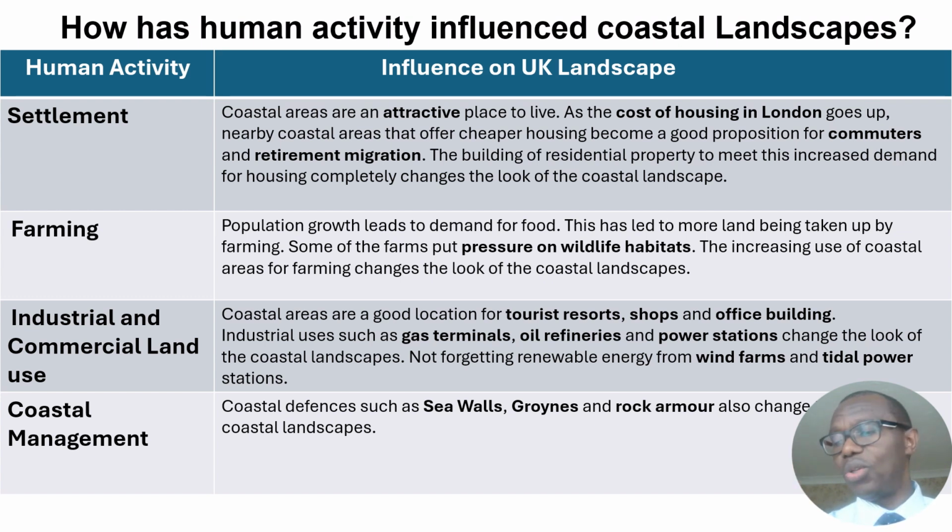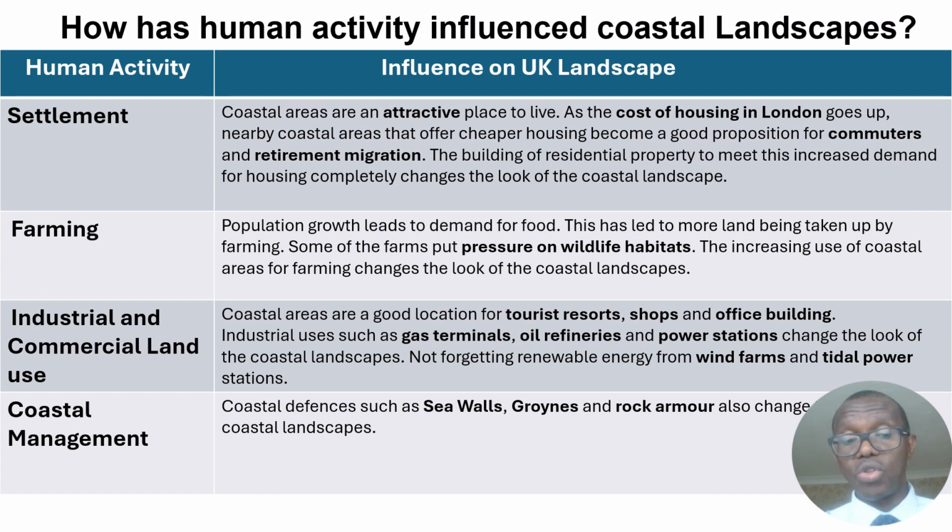Then we have industrial and commercial land use as well. Some of the coastlines are being used as gas terminals, oil refineries, and power stations as well. For example, where you'd have tidal power, or even wind farms. Those types of land use are likely to change the way the coastline looks. Then you have the land also being used for tourist recreation, for shops for the tourists, and also as office space. All that obviously is changing the way the coastlines look.